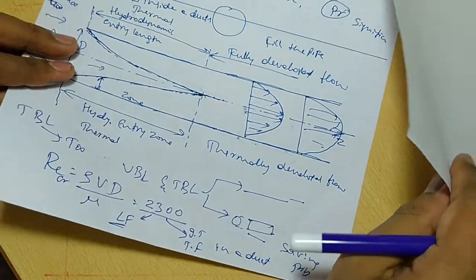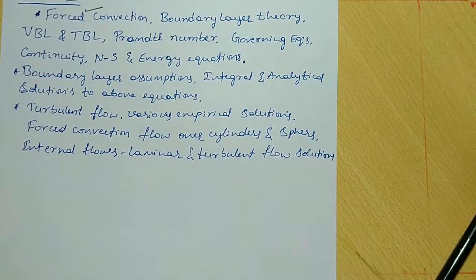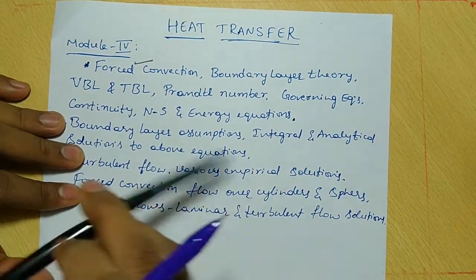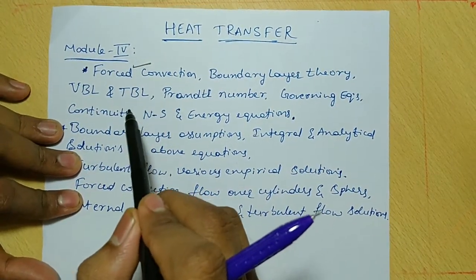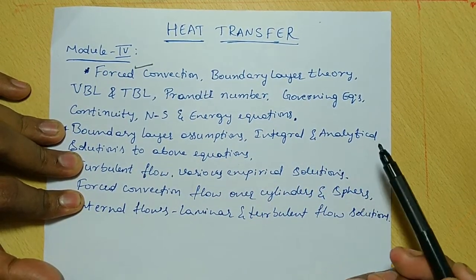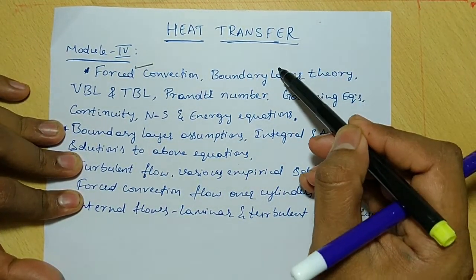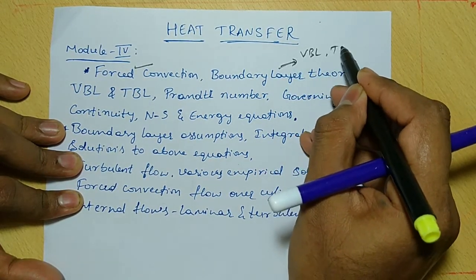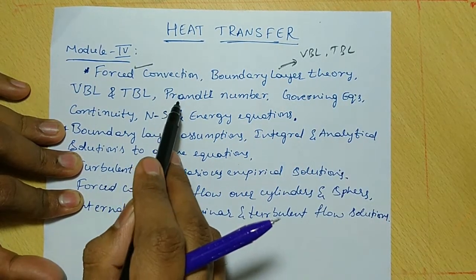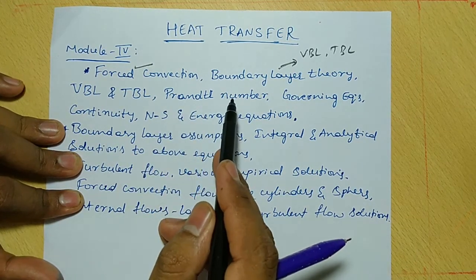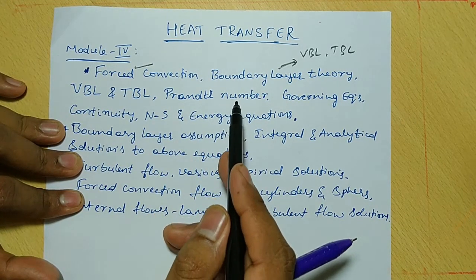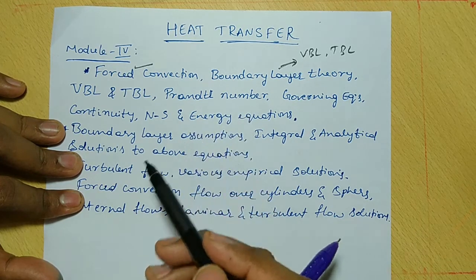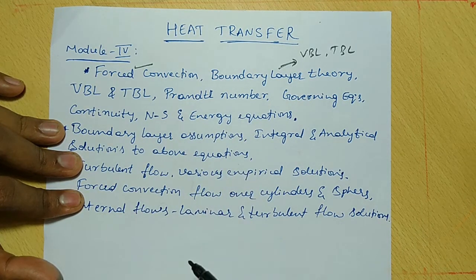Now come to the syllabus. What are the things we discuss? Just now we studied what is meant by forced convection. Already we studied that in module 1. Now we discuss the boundary layer theory. The VBL and the TBL we discuss, and the significance of the Prandtl number, and we define the Prandtl number. If it is less than 1, greater than 1, or equal to 1, for which fluid it has to be taken, those things we discuss.